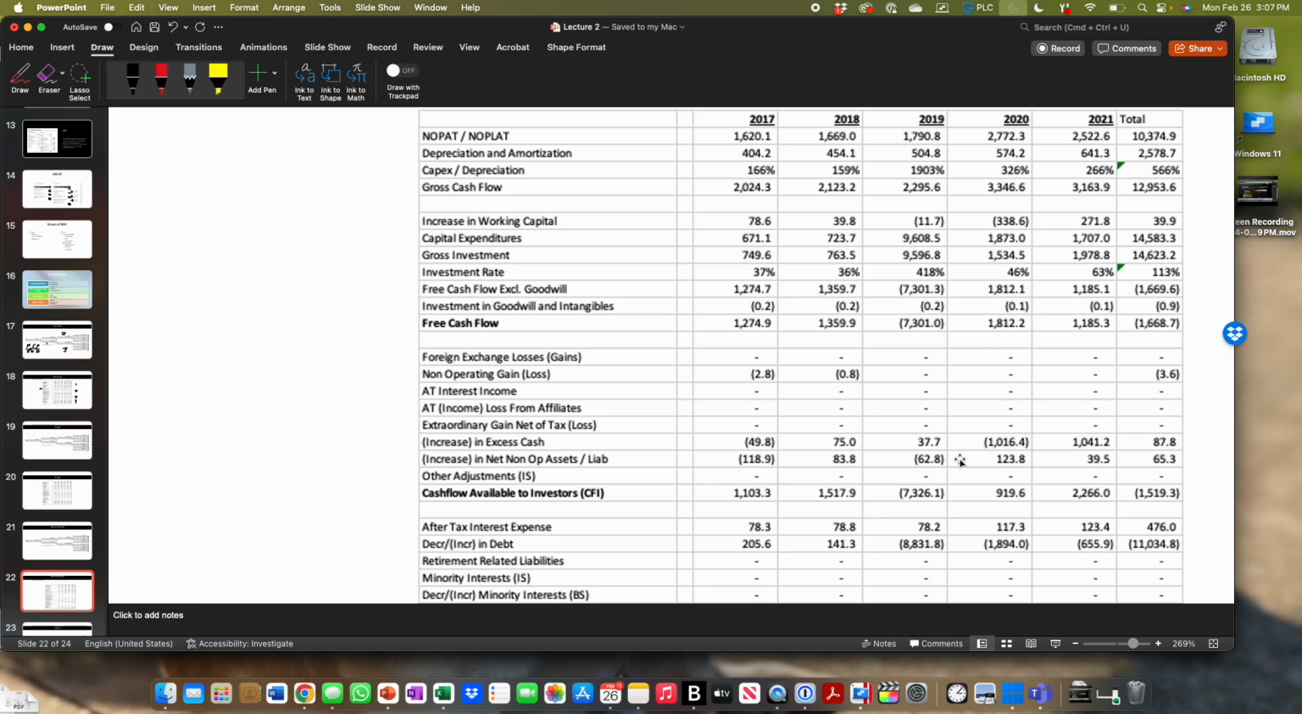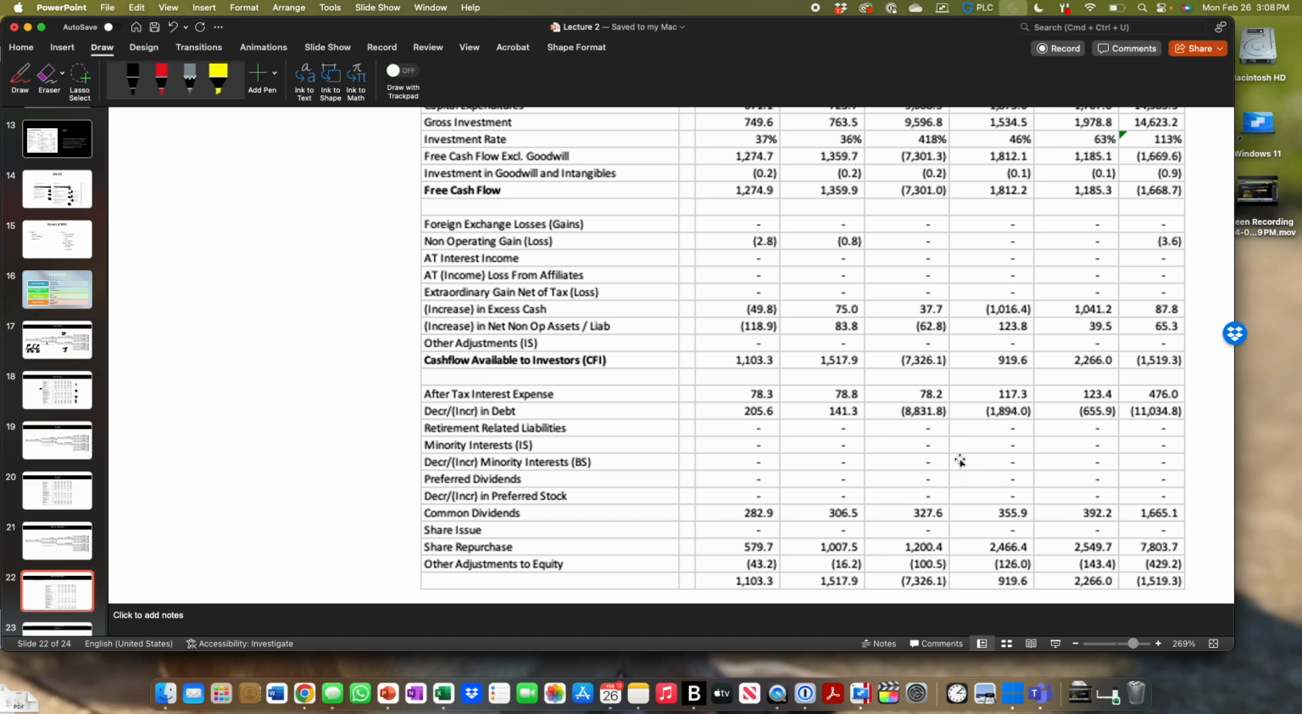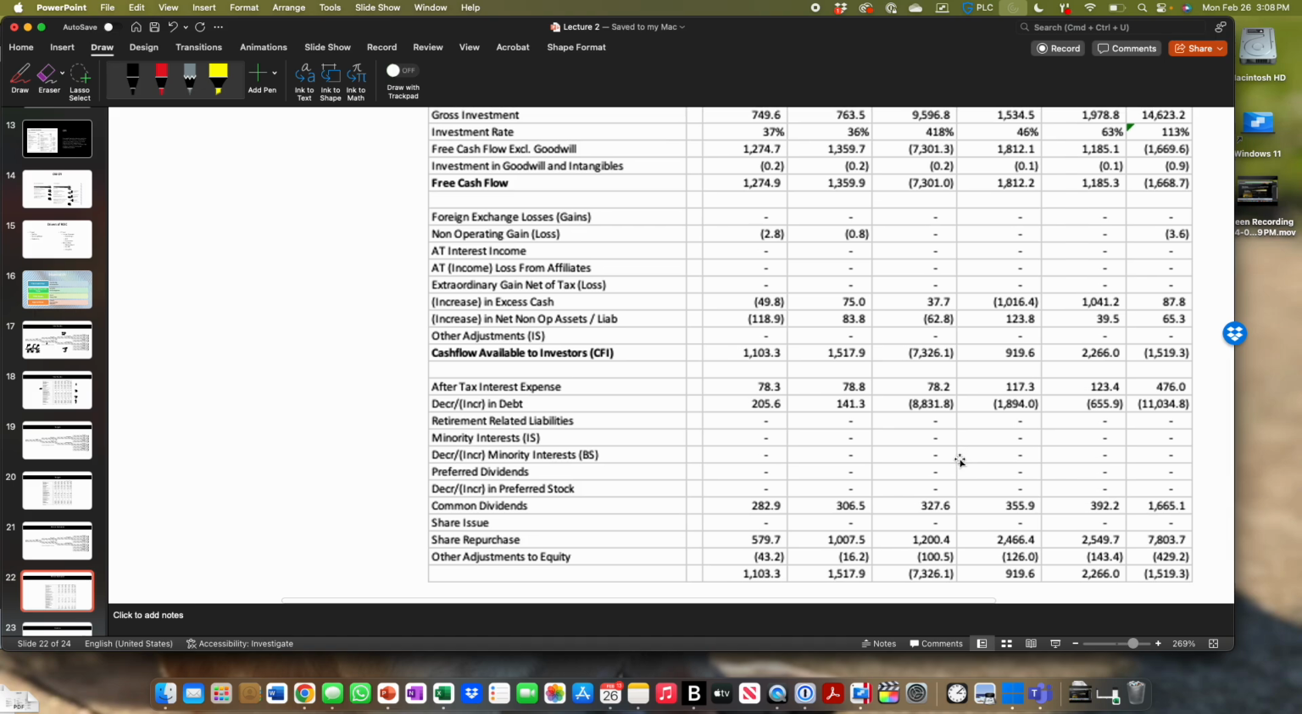So negative 1.7 billion of free cash flow turned into negative 1.5 billion of CFI. A couple trivial things happened there, but not much. They decreased their excess cash by 88 million, and they sold off 65 million in non-operating assets, but they still had negative 1.5 billion of CFI. How did they fund that deficit? I'm $1.5 billion short. Where'd it come from? Debt.